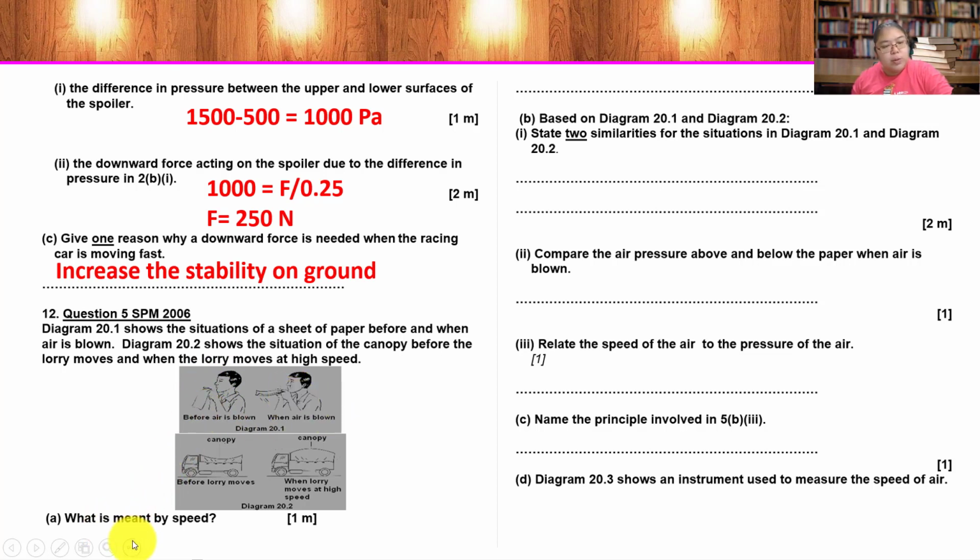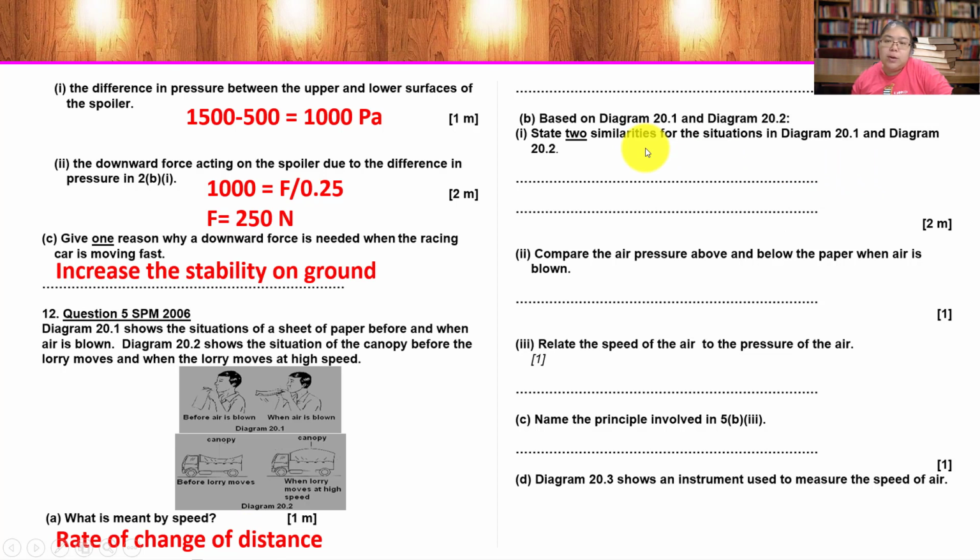Okay, so from here, first one, what is meant by speed? Speed means the rate of change of distance. So see the answer. Don't show the formula, because the question asks about the meaning, so better you write in words.